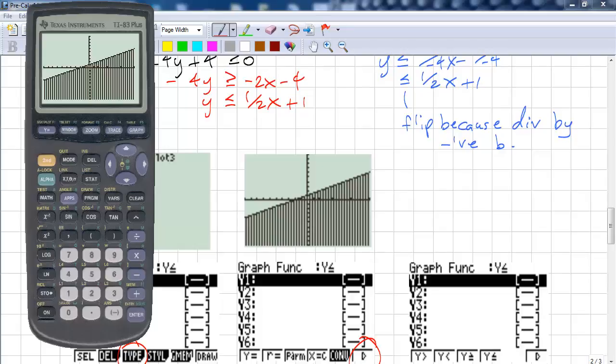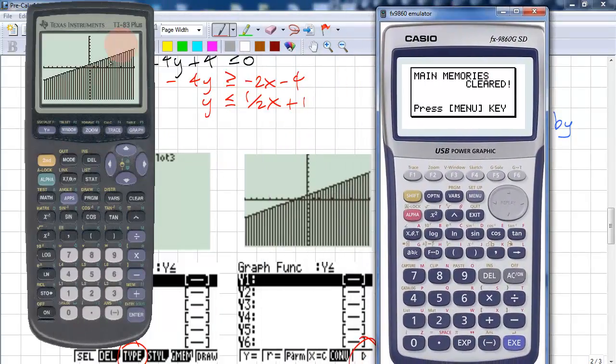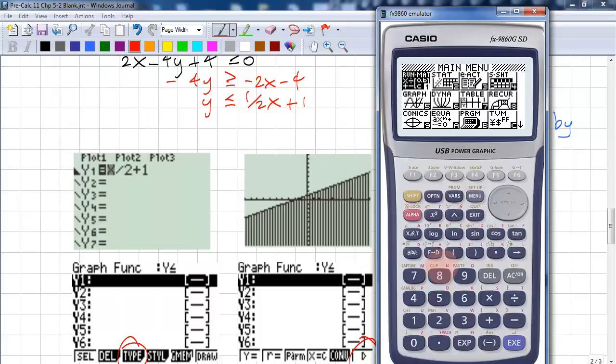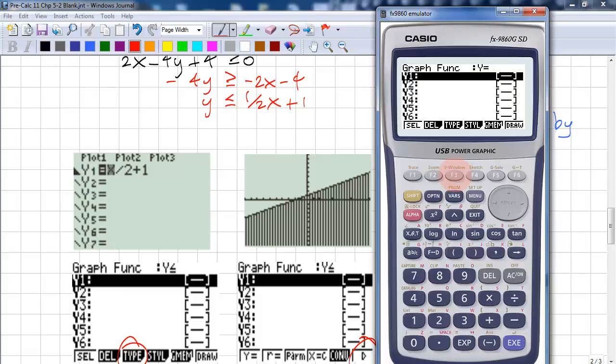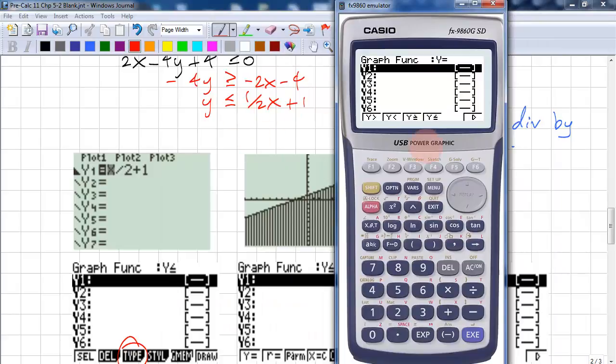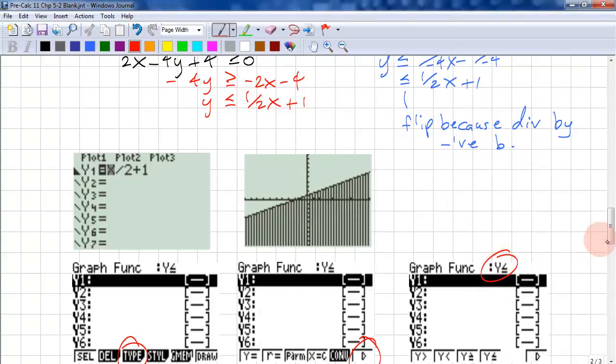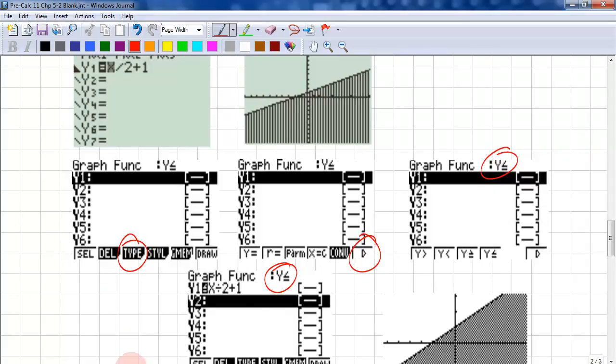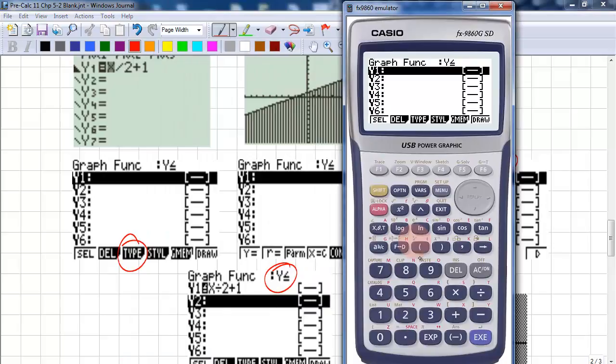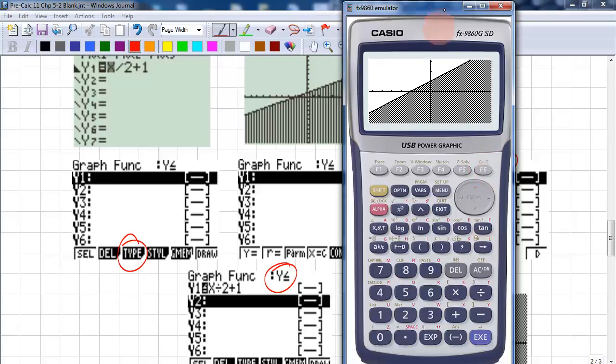Okay, let's bring up the Casio calculator. The Casio works a little bit differently. You need to enter the type first. So we press F3. We need to press this one, F6, to get to the inequalities. We want a less than or equal, so we press F4. And what you want to notice is this is now less than or equal. And when we enter our function, it will have that property. So we enter x divided by 2 plus 1 and exe. So we have this inequality, and we can press graph. And we get the same graph.